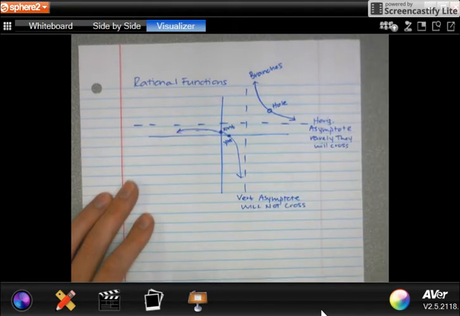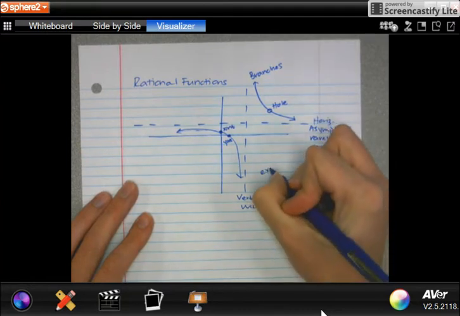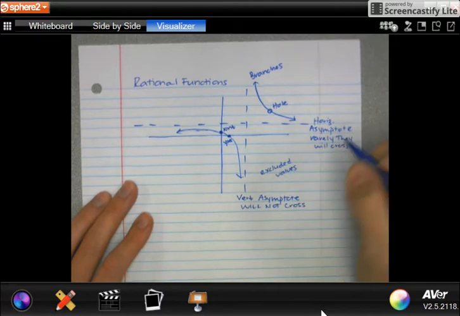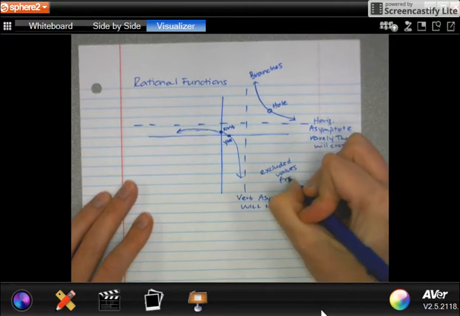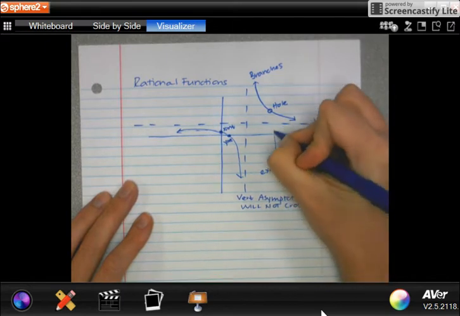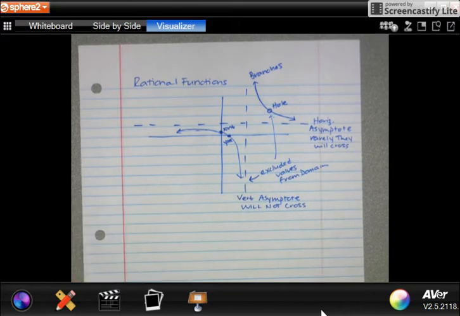Now you've already talked about excluded values from the domain. The excluded values for the domain either show up as holes or as your vertical asymptotes, right?